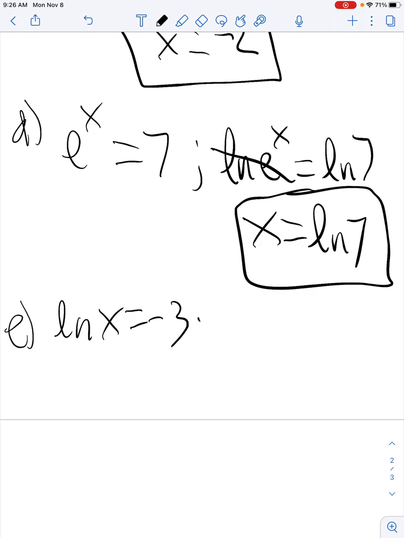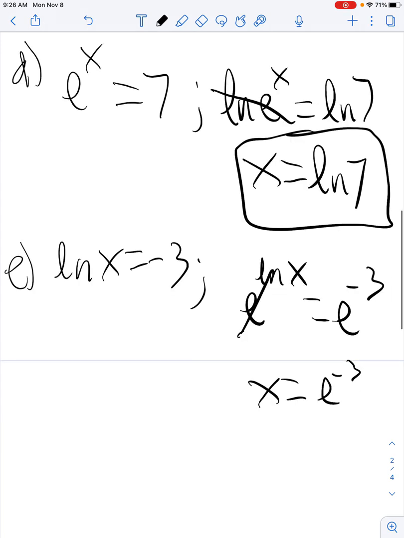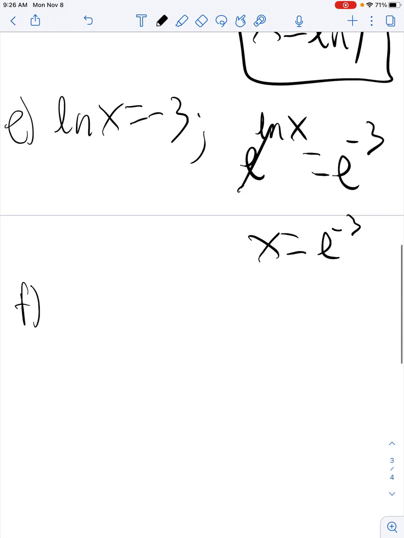If I have the natural log of x equals -3, I would rewrite this and say, okay, I'm going to raise it: e to the ln x equals e to the -3. I'm using e as the base on both sides. But again, these two are going to cancel out. Therefore, x equals e to the -3 power. Just like the previous example, the natural log and e are inverses, so they cancel each other out.